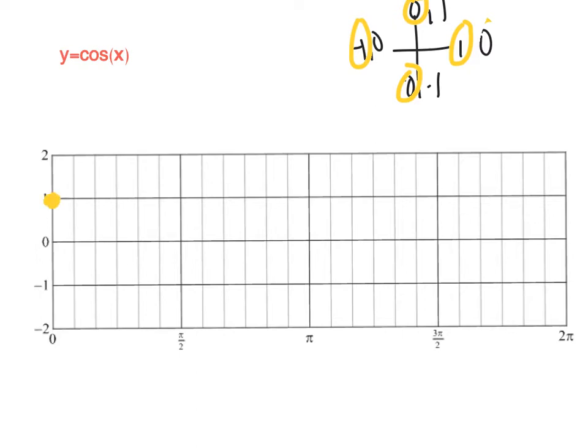At pi over 2, my cosine is 0. At pi, my cosine is negative 1. At 3 pi over 2, my cosine is back up to 0. And back at 2 pi or 360, we're back up to 1. So it kind of looks like a bowl. And so my graph goes 1, 0, negative 1, 0, 1. And it'll keep repeating that pattern.